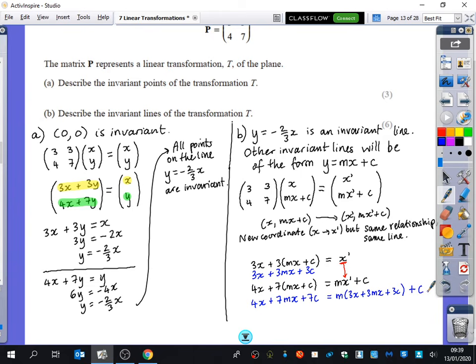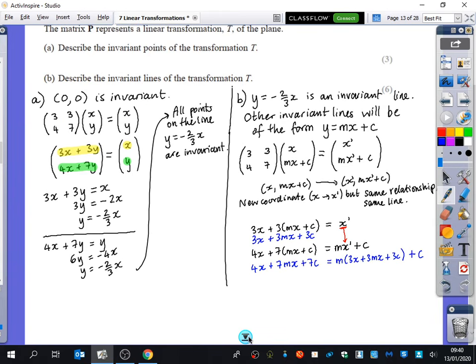So I'm just going to keep going now. Let me know if I've gone too fast, because I want you to make sure you understand what's happening here as well. So I have 4x plus 7mx plus 7c equals 3mx. I always try and write it in the same order. Plus 3m squared x plus 3cm plus c.